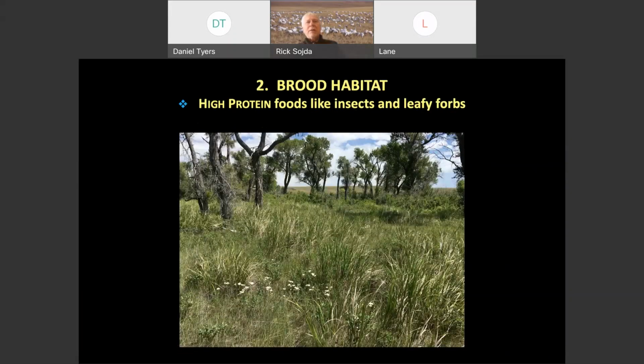Okay, let's talk about brood habitat. Essentially, when the young chicks are hatched, no matter the species, they need high protein foods like insects and leafy forbs. Here's an area along the Marias River, north of Great Falls, that would be great brood habitat for pheasants and a little bit too thick maybe for sharptails. It'll work for them too.